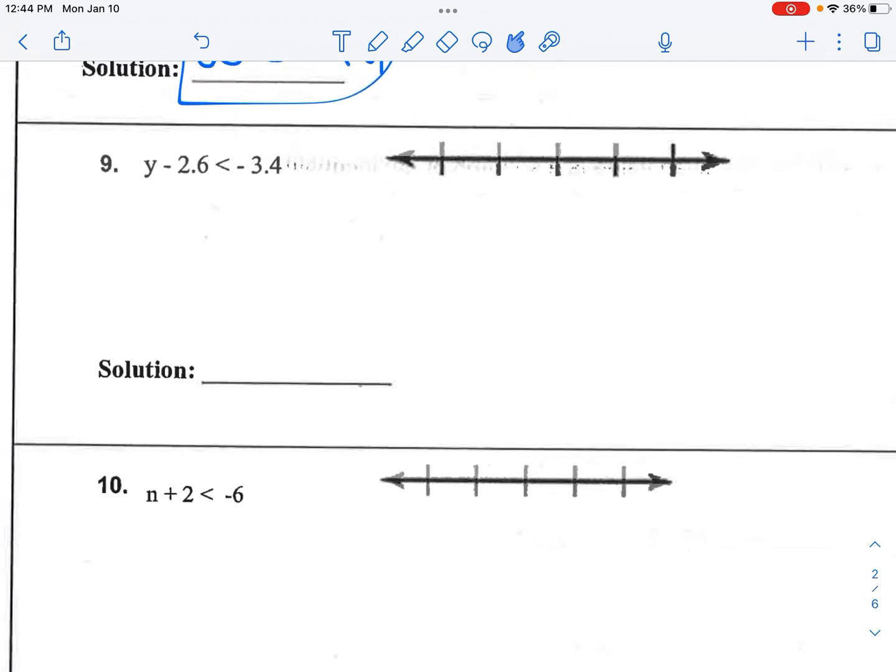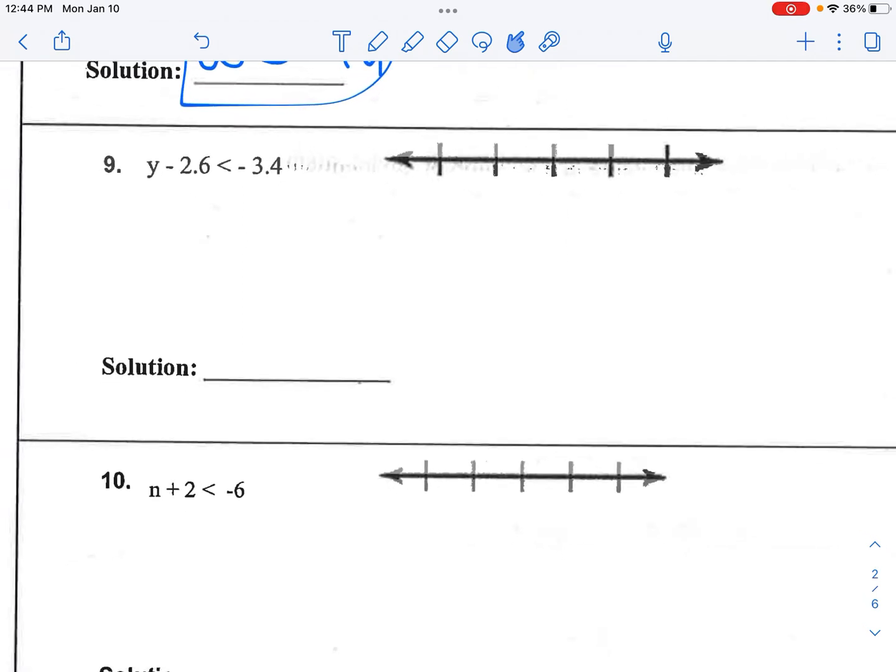Number 9. What number minus 2 6/10 is less than negative 3 4/10? First thing you always want to check for is to see that your variable is on the left, and it is, so we can go ahead and start solving. So the opposite of negative 2 6/10 is positive 2 6/10. So this is going to cancel over here. So y is less than.